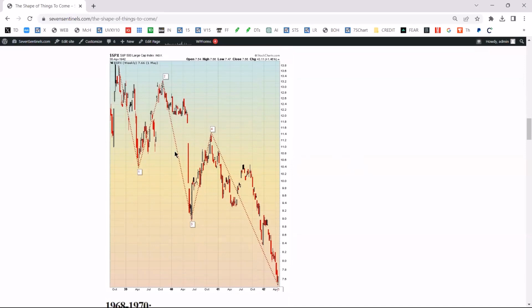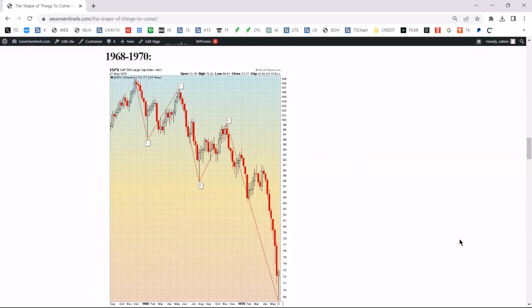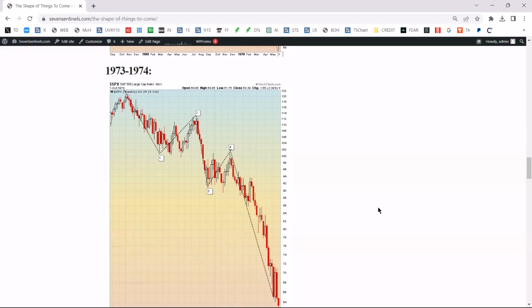1939 to 42, same 5-wave pattern. It's easy to see. The 1968 to 70 bear market, same thing again. 5 waves. 1, 2, 3, 4, 5.